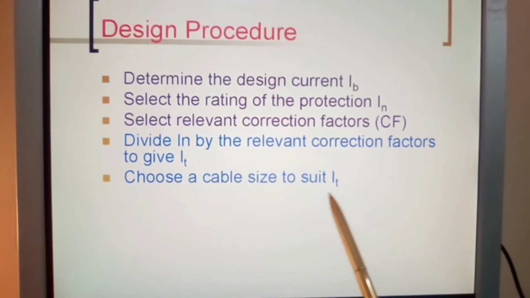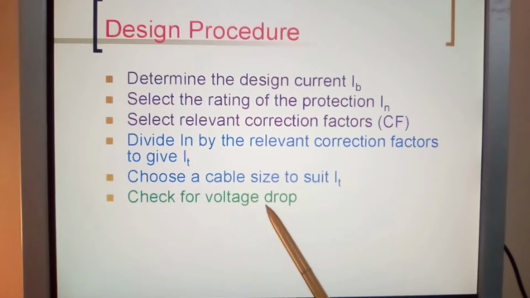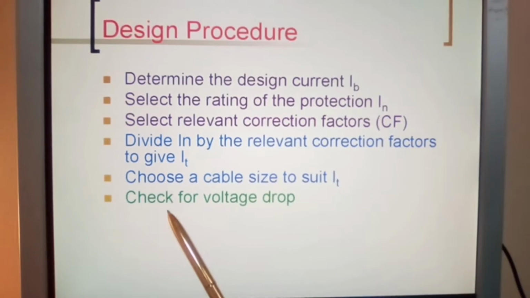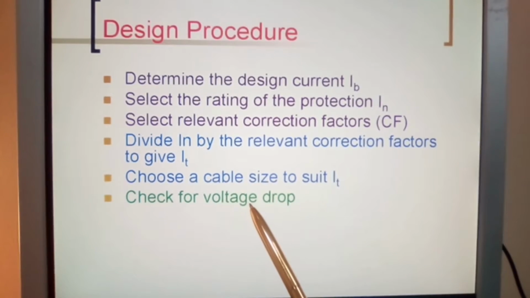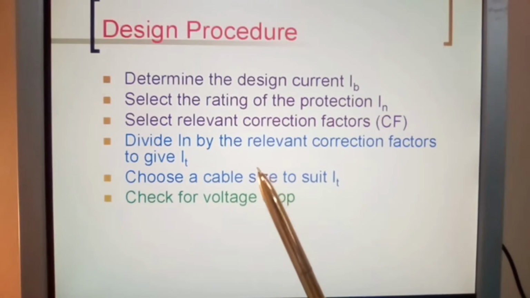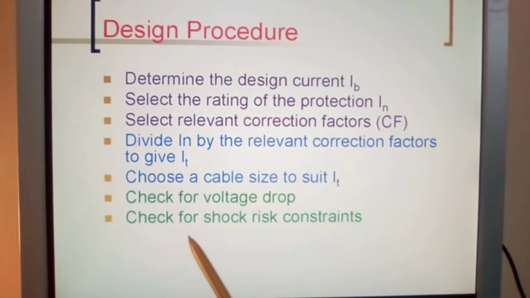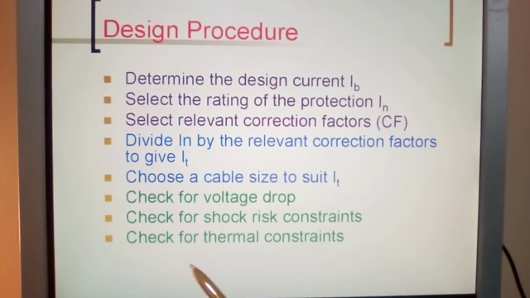Choose a cable size to suit IT. Check for voltage drop. And again, always check with the IEE regulations that the percentage of voltage drop is at the current rated percentage for the period of time in respect of the relevant edition of the IEE regs. Check for shock risk constraints. Check for thermal constraints.